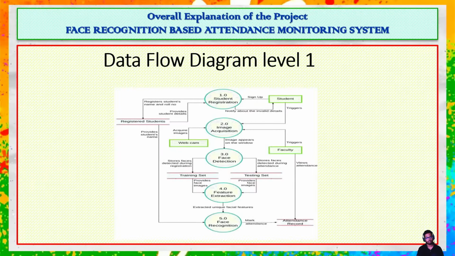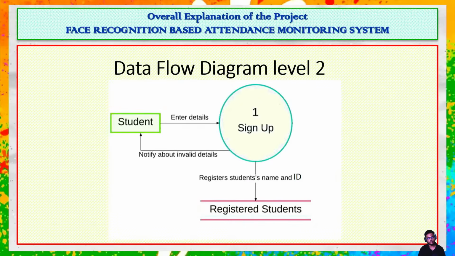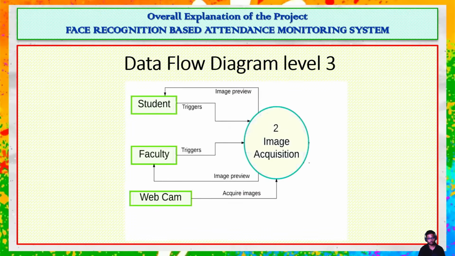This is the data flow diagram, the working function of the project, basically how it works. This is just signing up, where you enter your roll number, name, and then register in your CSV. This is where you want to start taking images using track images. It opens your camera, then it stores in a folder, it accesses your webcam. It's very simple.